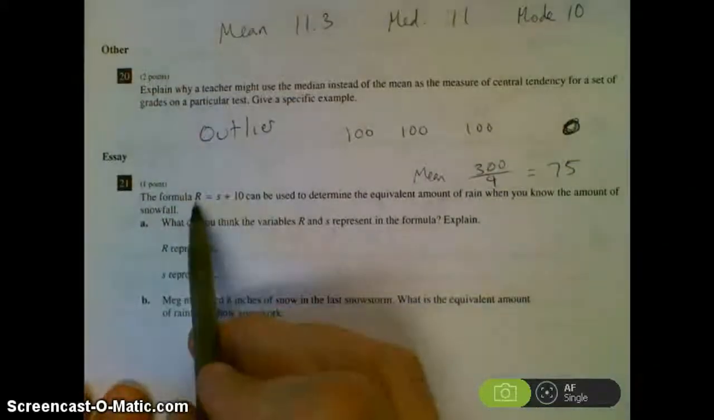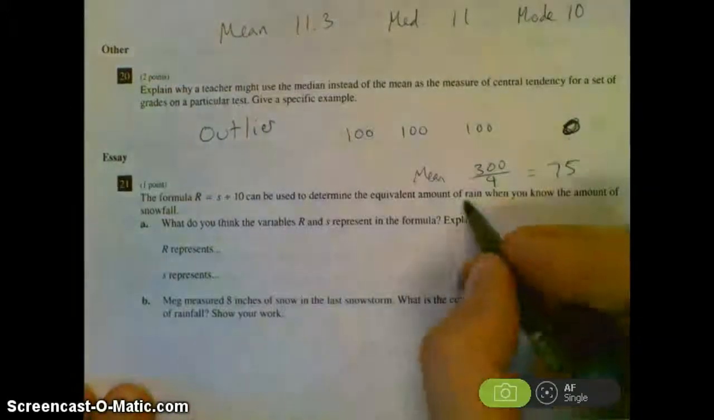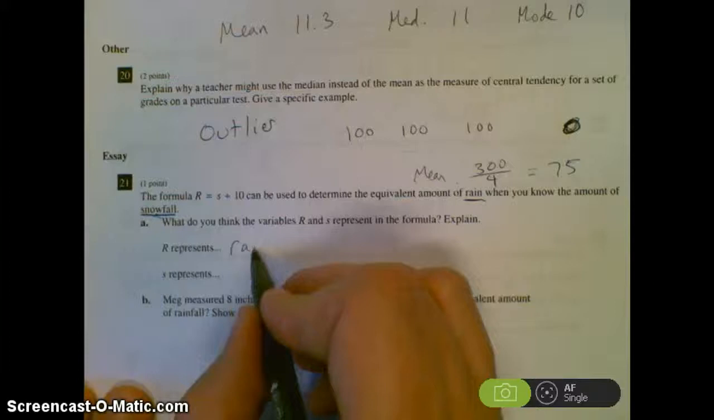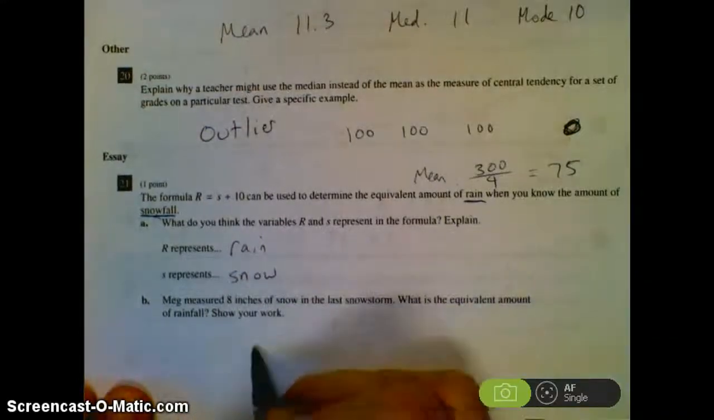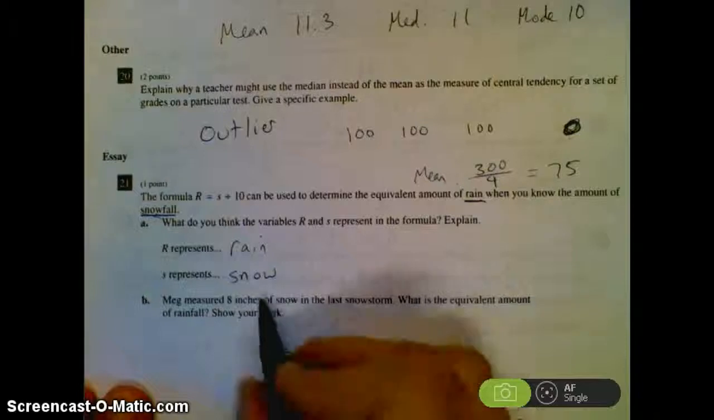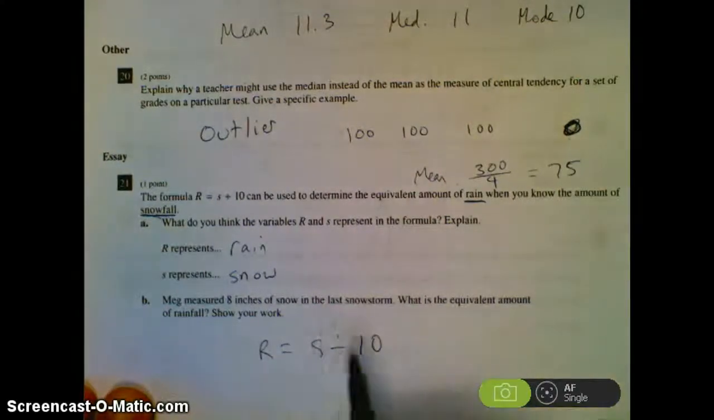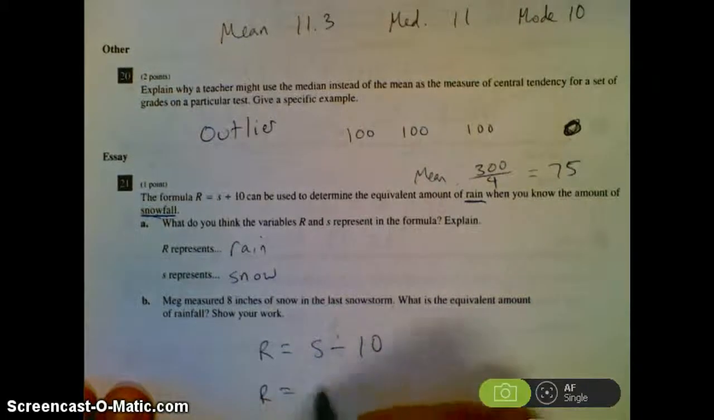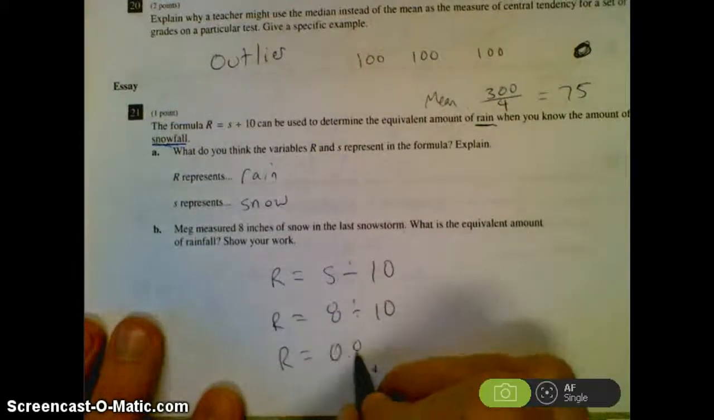Lastly, R. I'm given R equals S divided by 10. We know this has to do with rain and snowfall, so we can say, oh yeah, R must be rain and S must be snow. So R equals S divided by 10, and we're given 8 inches of snow in the last snowstorm. R equals 8 divided by 10, so R equals 0.8.